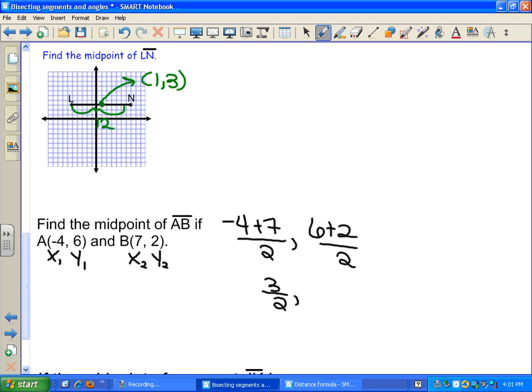6 plus 2 is 8, and then I need to divide by 2. Well, when you have a fraction that can't be simplified, we're going to leave it improper. We're going to leave it as 3 over 2. And 8 divided by 2 is 4. So my midpoint is 3 halves, comma 4.